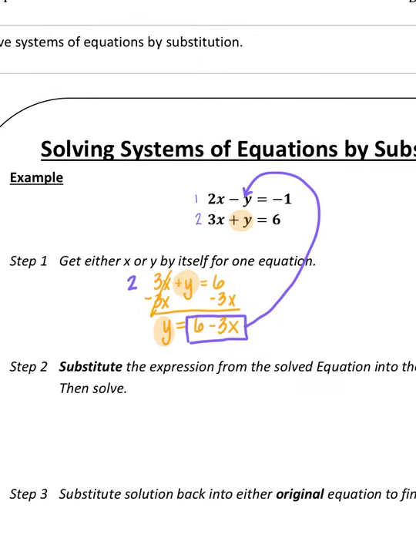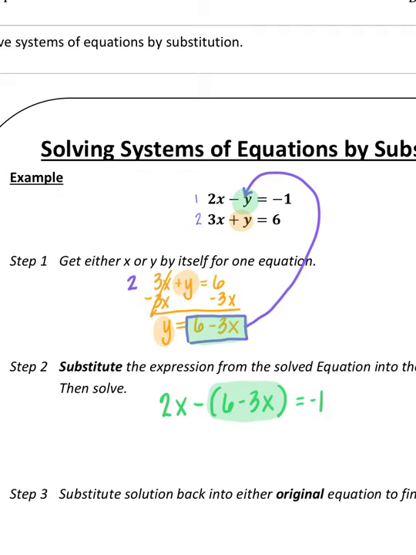So here, let's look at what that looks like. So now I have 2x minus, and I'm going to plug in 6 minus 3x equals negative 1. So again, all I did was I took the information here and I plugged it in for y here and put it in parentheses here.